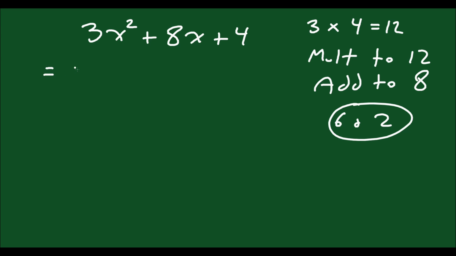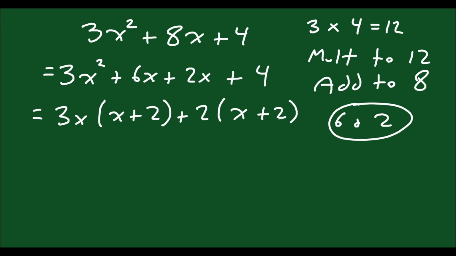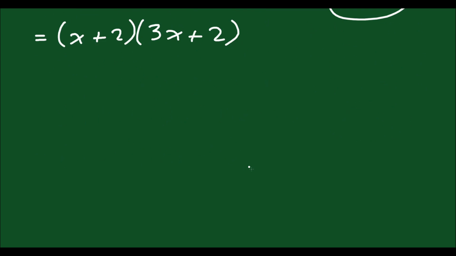So here's where we do our decomposition. 3x squared plus 6x plus 2x. We split up that 8x into those two terms, and then plus 4. Factor by grouping. 3x, x plus 2, plus, you can take out a 2, and you're left with x plus 2. Very good. We get the same thing. x plus 2, 3x plus 2. And that's your final answer.